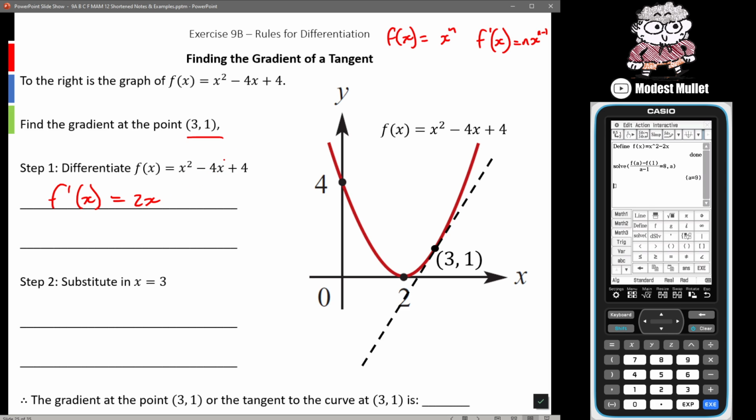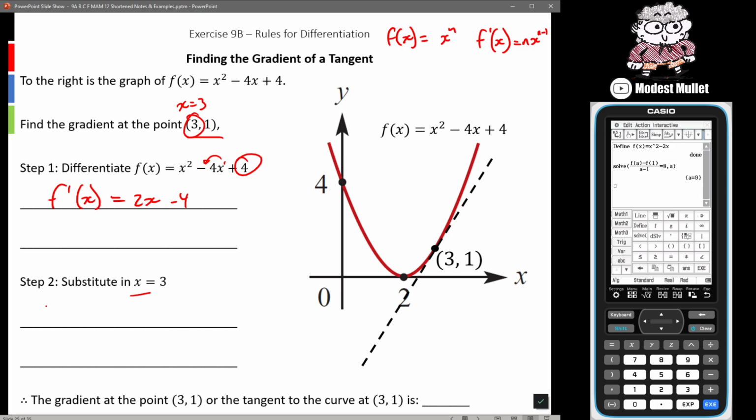The 4x, well, that's technically 4x to the power of 1, so we times by the power of 1 out the front, so that just stays negative 4. Then that is x to the 1 take away 1, which is 0. X to the 0 just disappears because anything to the power of 0 is 1. And then the constant at the end just disappears. So there's my derivative. Now we want to find out what the gradient is when x is equal to 3.